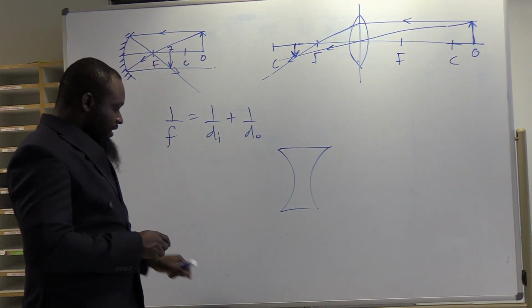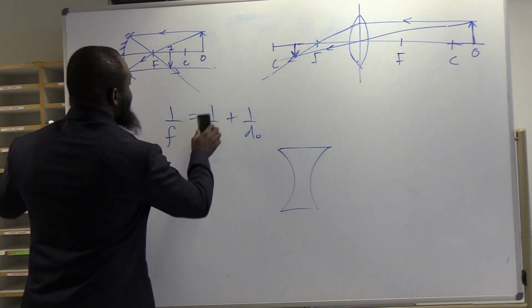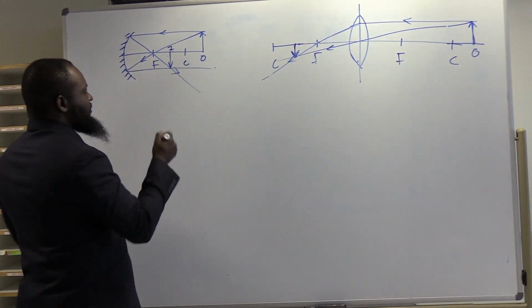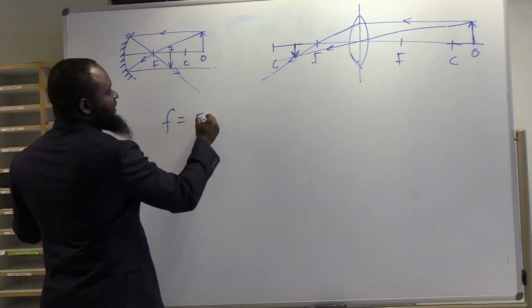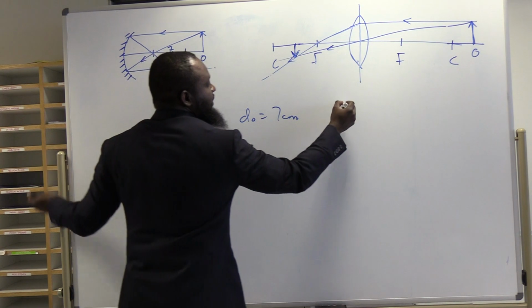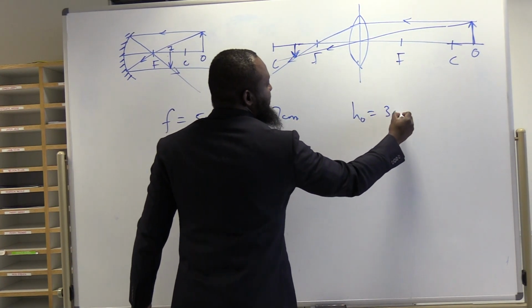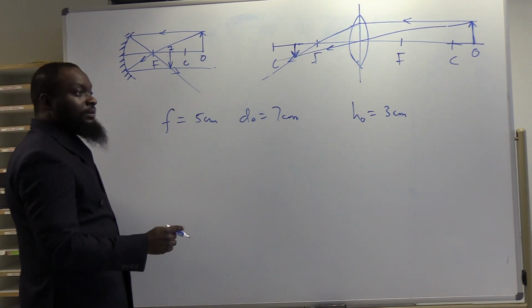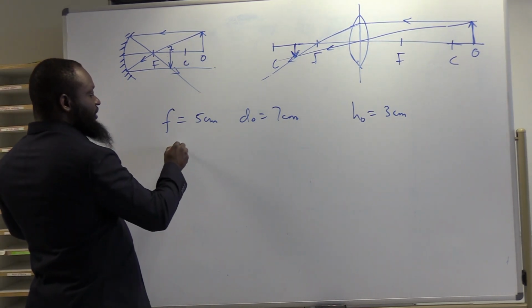Okay. Now let's go straight to the problems in the quiz. So for this one, this is the last problem. It gives us a focal length of 5 centimeters, an object distance of 7 centimeters, and an object height of 3 centimeters. Okay, and it's asking us to get the image distance.